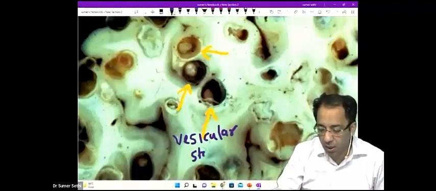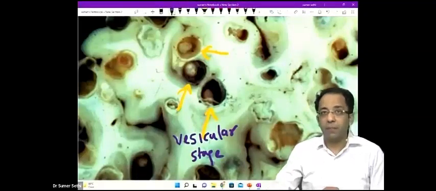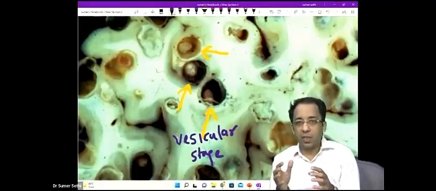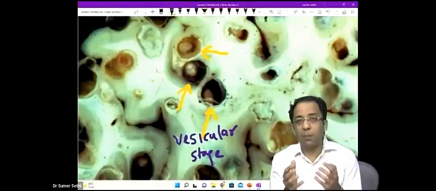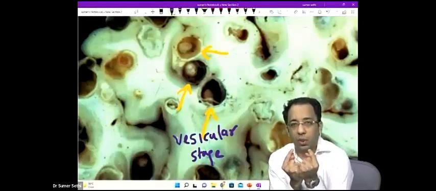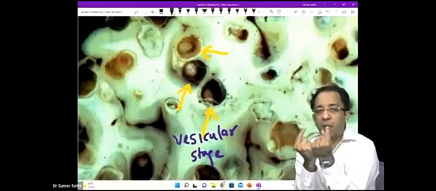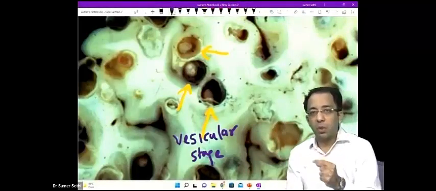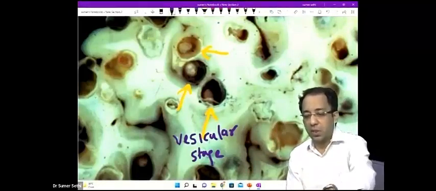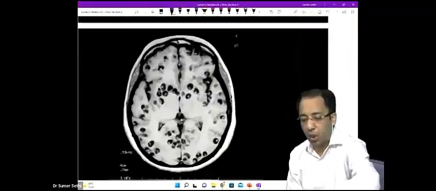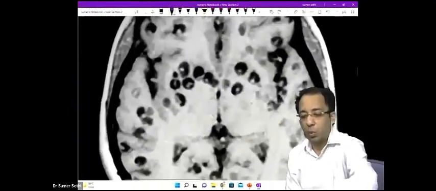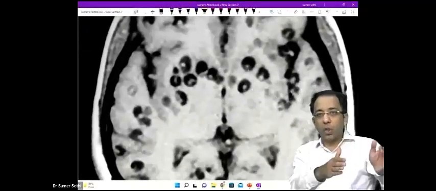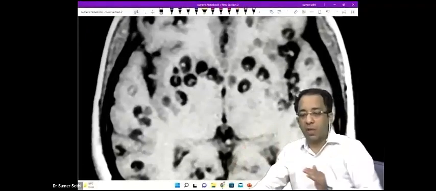Vesicular stage is the viable stage. And when the cysticercosis is viable, it does not have any inflammatory response surrounding it. So it is a non-enhancing lesion. I will show it to you on the MRI. Now please correlate the two images that I showed you. One was gross anatomy, one other is a T1 weighted MRI.